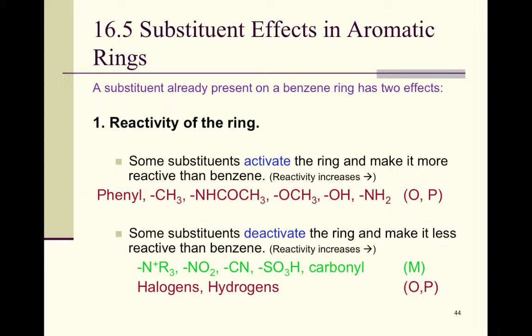But the other time we're going to look at this is when we want to do a polysubstitution. When we want to put the third or fourth thing on a ring, then the activator or deactivator is going to influence where the third piece is going to go on the ring. We'll have some of those on some later slides. We'll see how this comes into play.